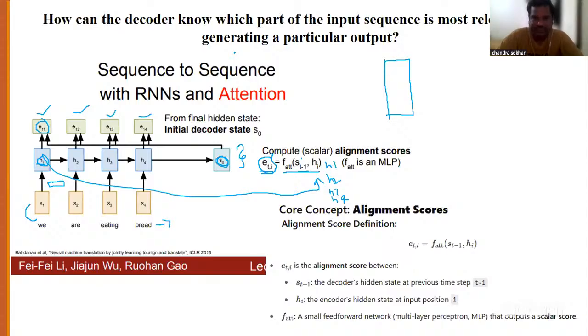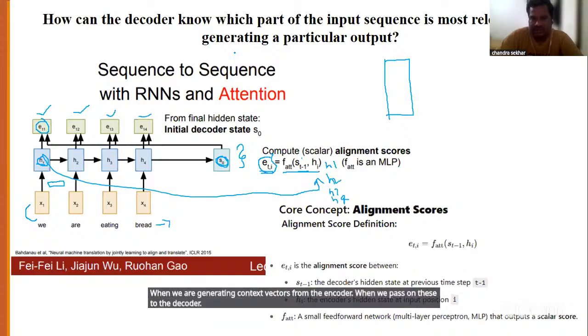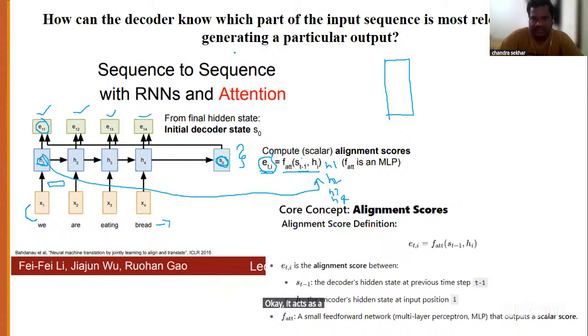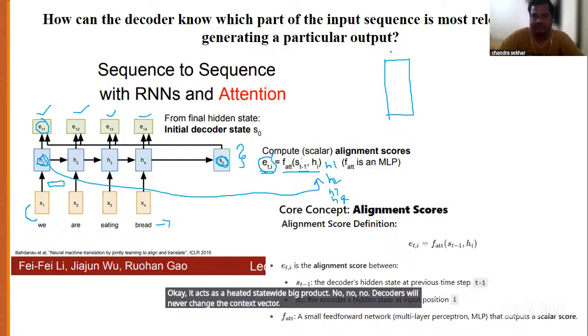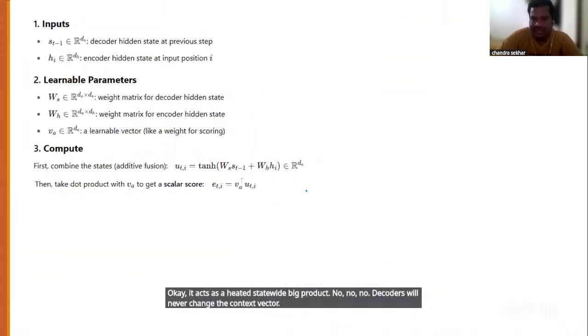When we are generating context vectors from the encoder and we pass these to the decoder, does it act as a hidden state for the decoder? No. Decoders will never change the context vector. Will never change the context vector.